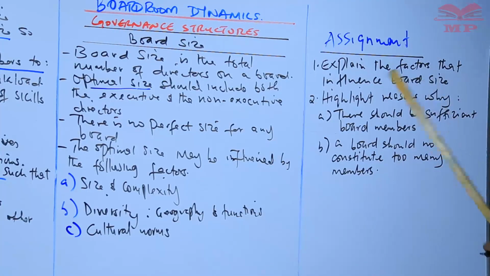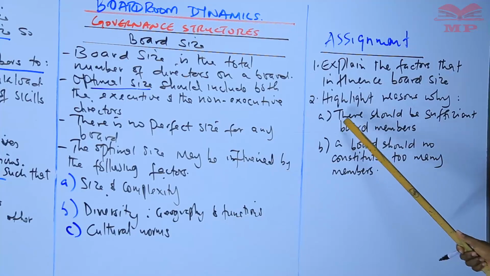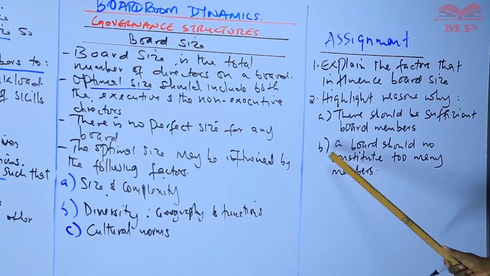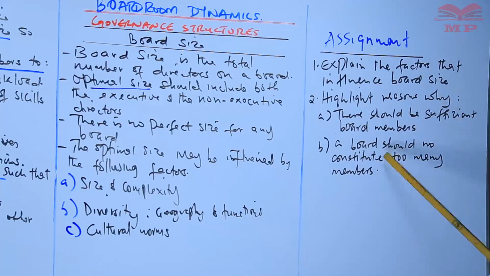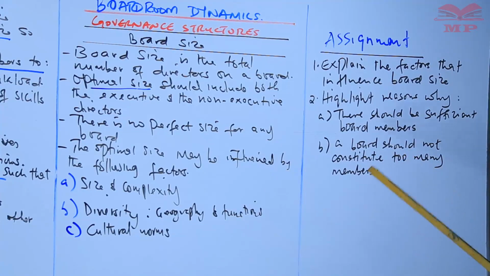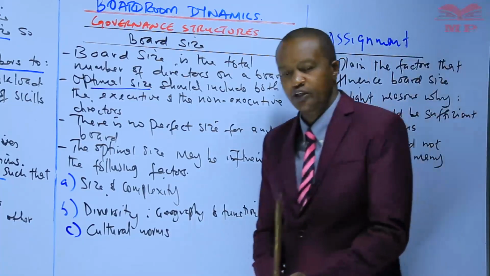Assignment number 1, explain the factors that influence board size. 2, highlight reasons why A, there should be sufficient board members. B, highlight reasons why a board should not constitute too many members. That's your today's assignment.